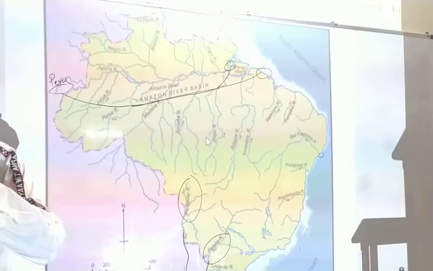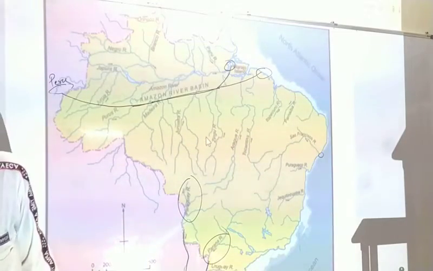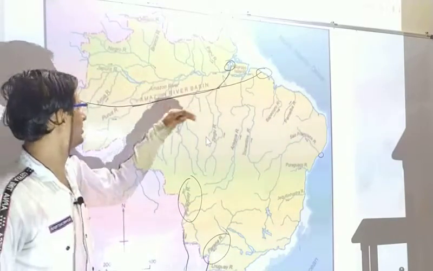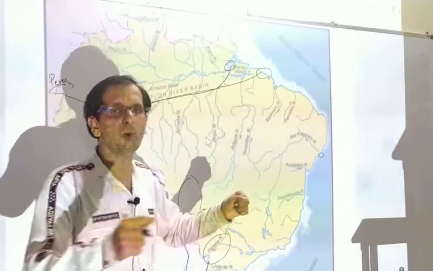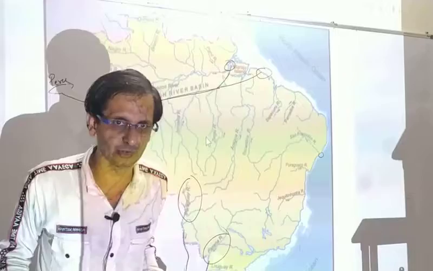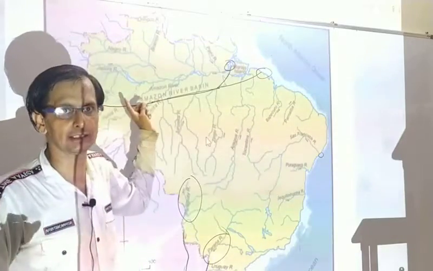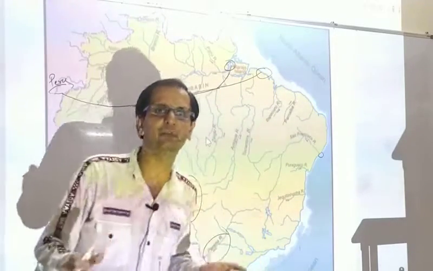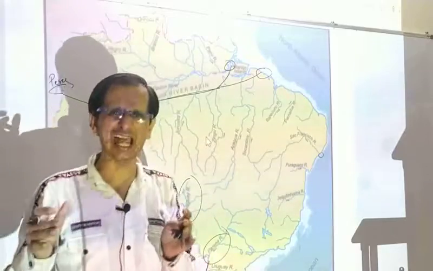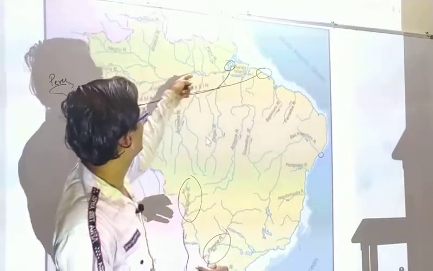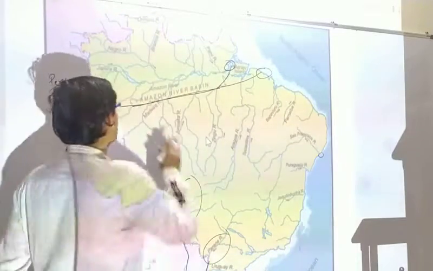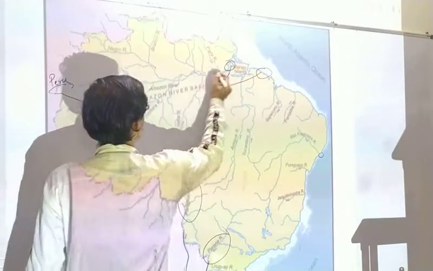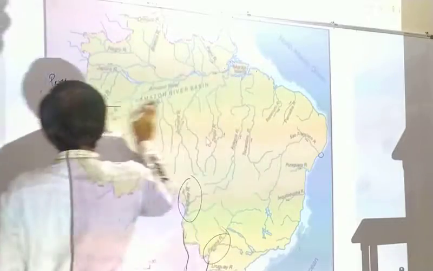Now you will get an idea of the width. Most of the course of the river is suitable for navigation, meaning you can travel, you can carry small ships, your boats or yacht, not big ships. It is not a Panama Canal. Here you can see the river is flowing, so you can travel through that river.